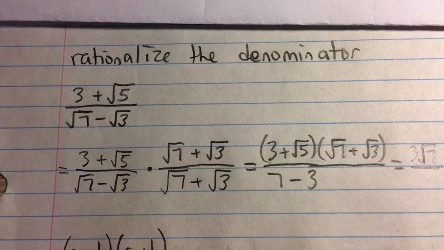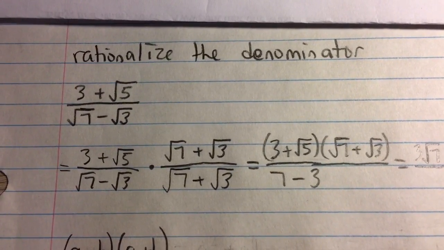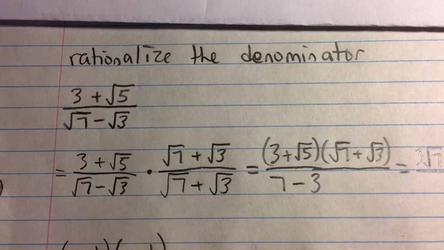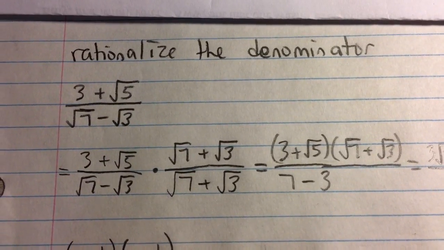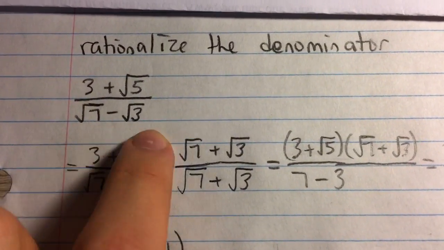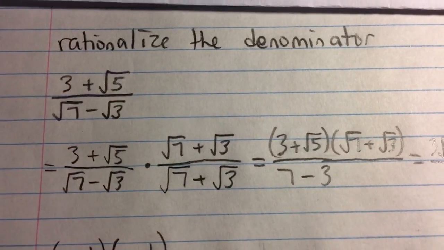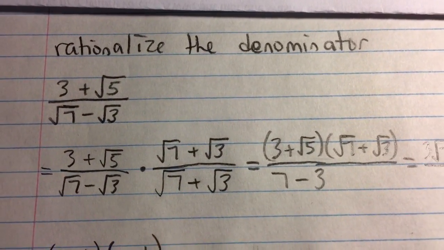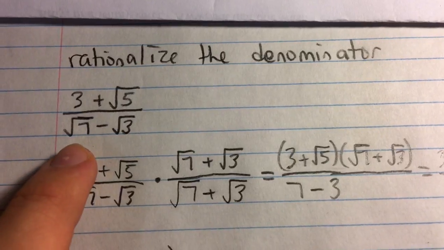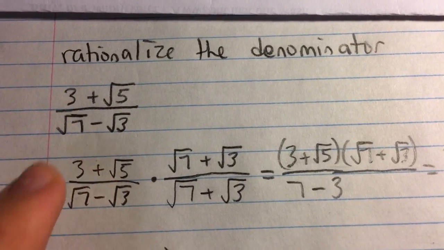Rationalize the denominator of (3 plus root 5) over (root 7 minus root 3). Now, how do we get rid of these roots in the denominator? How do we rationalize it? Well, what we have to do is multiply it by what's called the conjugate.